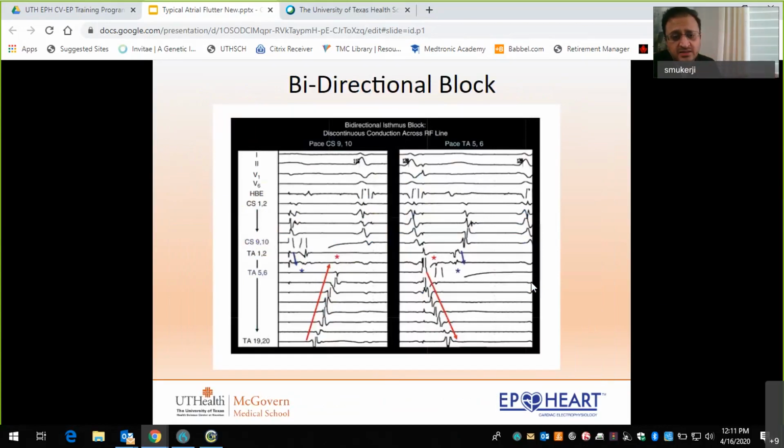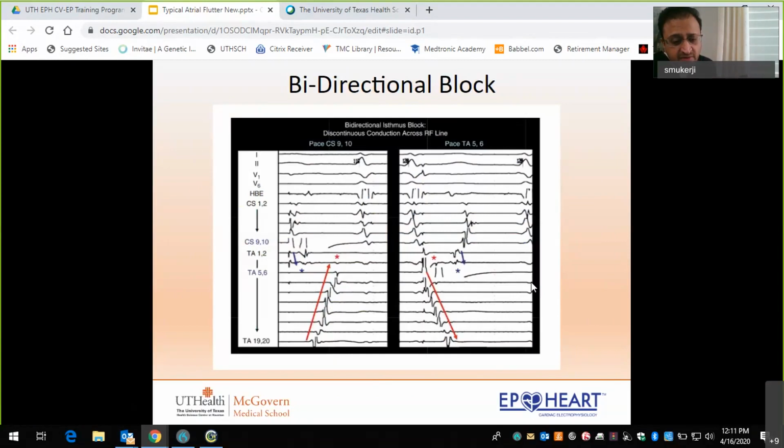That's the key terminology. You will hear this almost always in the EP lab. We're looking for something known as bidirectional block. So what is bidirectional block? It's pretty simple. Again, go back to when I said I used 2 catheters. I've got one catheter in the CS, and the second is my ablation catheter.